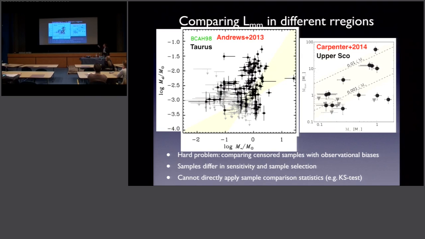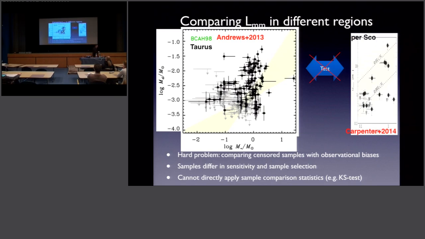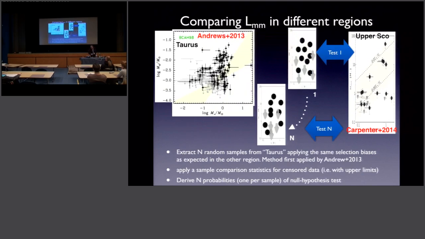You cannot just do a two samples comparison, because the Upper Scorpius survey, if you put it in the same size, is sampling a very narrow range in mass, so not the entire mass range, and has different upper limits than the one in the Taurus cloud. So basically, you have to extract from the Taurus sample some subsamples that most likely are like the one that you have in Upper Sco.